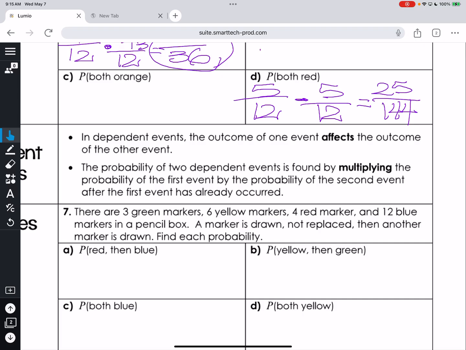If we had Snicker bars, I would eat one. I can't help it. So that would affect the probability of something happening.